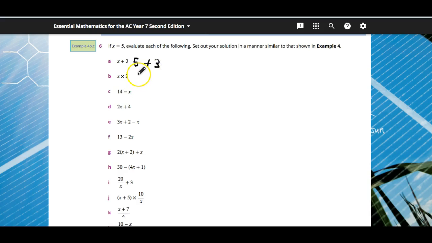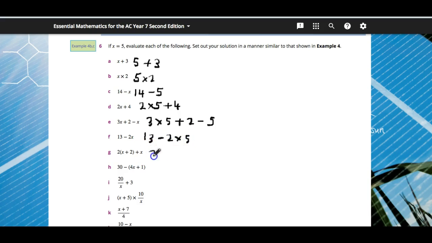So the first one is 5 plus 3, then we've got 5 times 2, 14 minus 5, 2, remember there's an invisible times there, 2 times 5 plus 4. This one's 3 times 5 plus 2 minus, we had another X, so that's another 5. 13 minus 2 times 5, 2, we've got brackets here, 5 plus 2 plus 5, and so on. Okay, so I'm not going to keep doing them because the video will be too long.